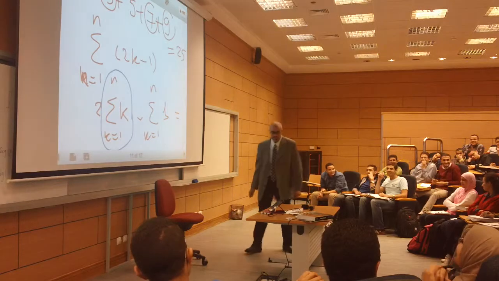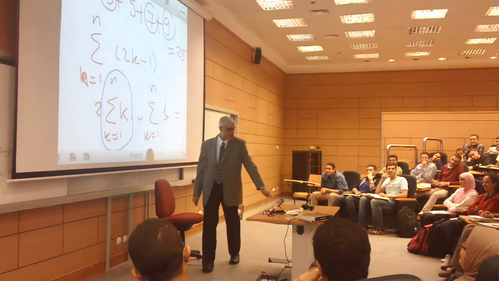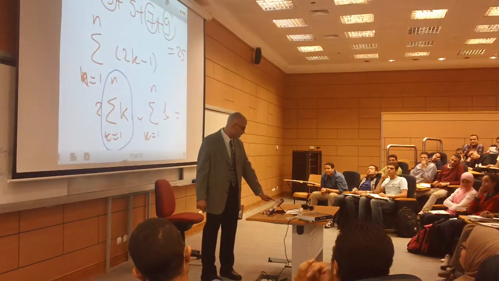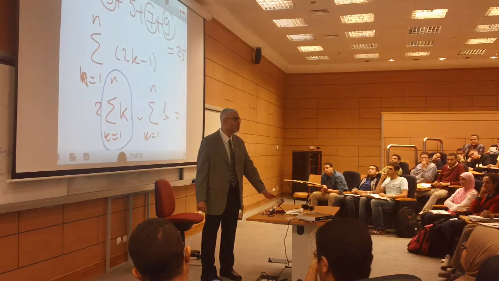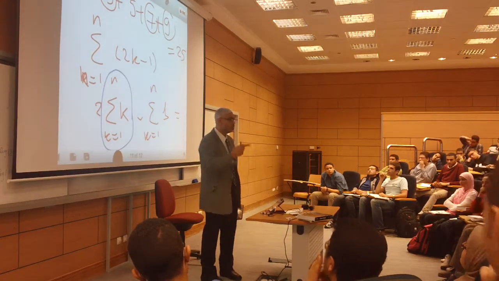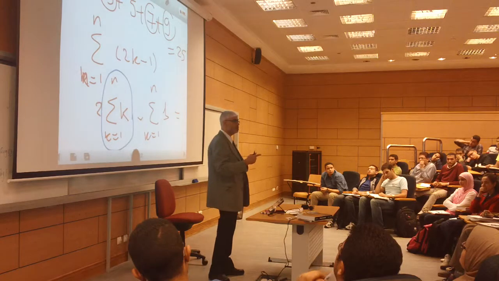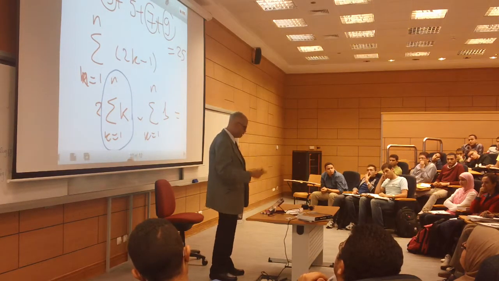I want to add the odd numbers. These are odd numbers, 1 plus 3 plus 5 plus 7 plus 9. I want to add them. I want to find a formula for adding these odd numbers. Okay?